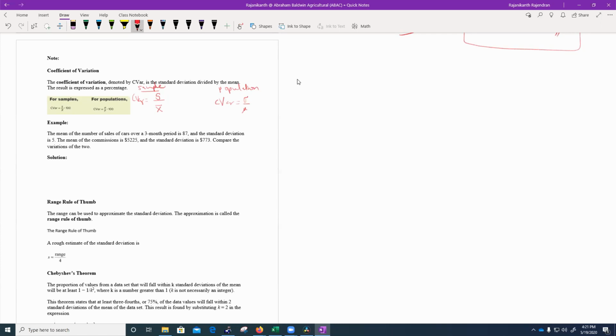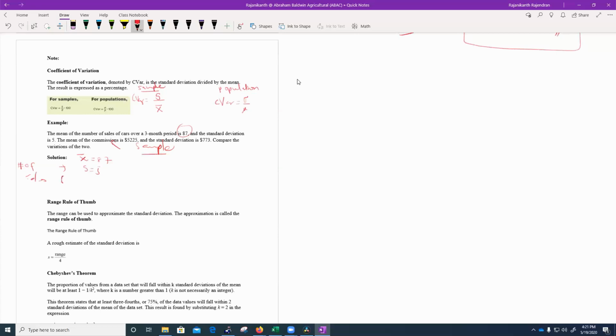For the 3-month period, the mean number of sales is given as 87. Therefore, I'm considering this problem as a sample. Therefore, X bar is 87, and the standard deviation S is given as 5. This is for the first data set. They are talking about the number of sales.